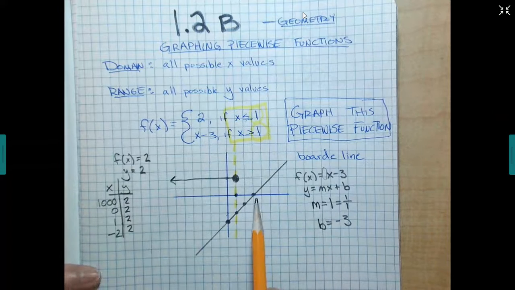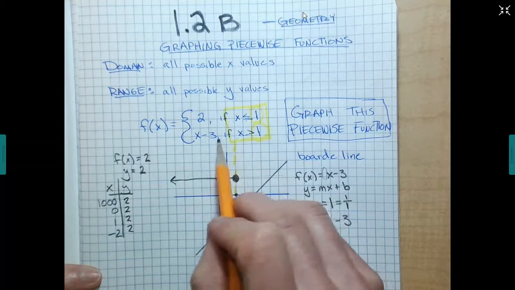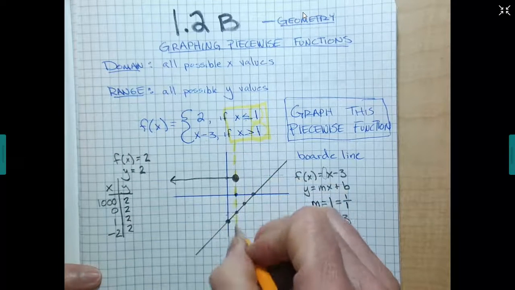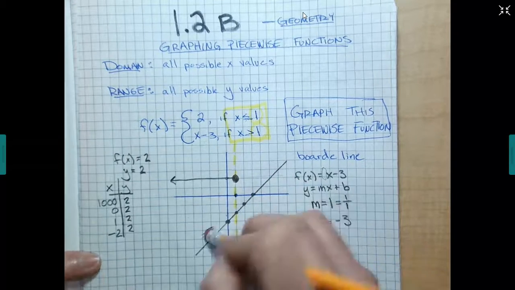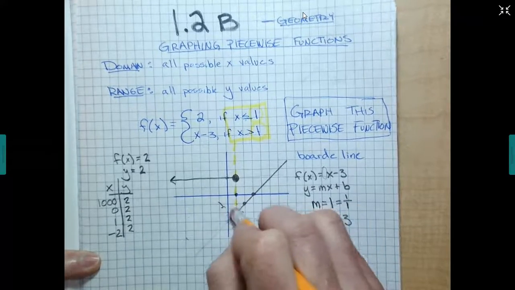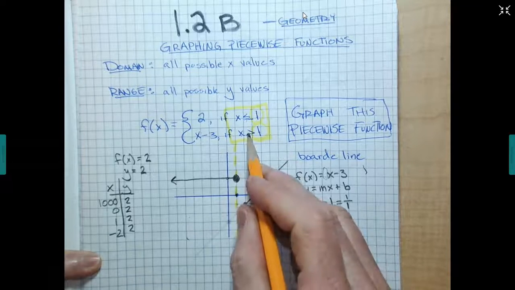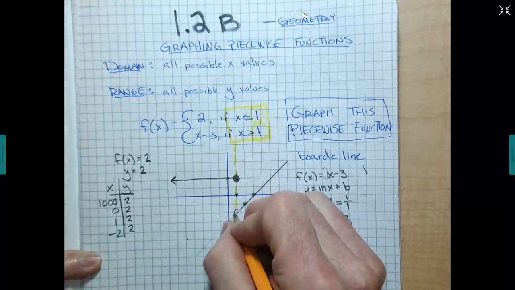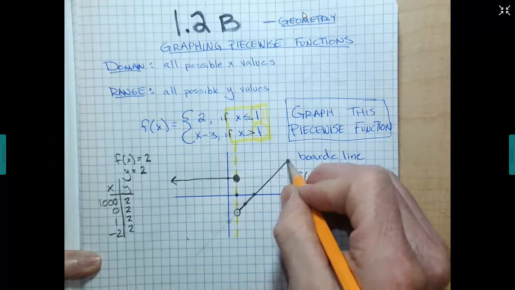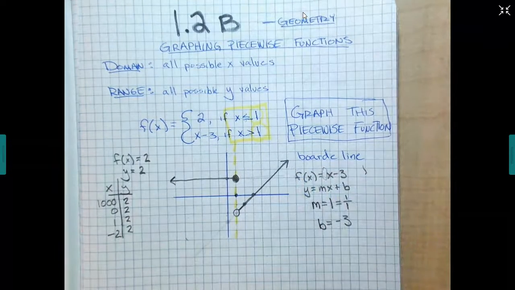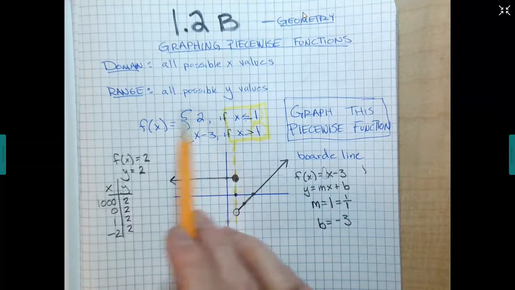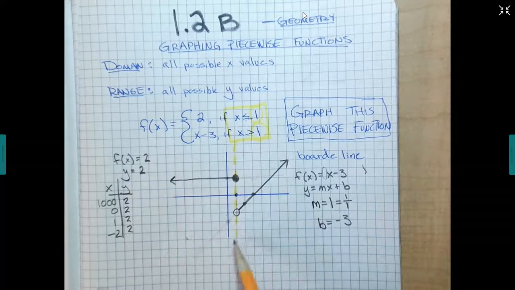Now, I have to look at my borders for this equation. X is greater than 1. So here's my borderline right here, and it's greater than 1. So I have to erase all of this, and actually at 1, it's greater than, it's not equal to, so this has to be an open circle. So there's my piecewise function right there. This is a graph of this piecewise function.